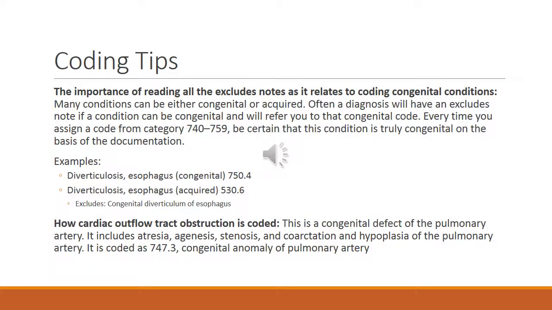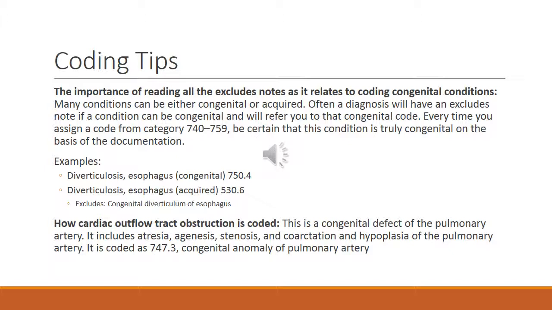Continuing on with the coding tips, note the importance of reading all of the excludes notes as it relates to coding congenital conditions, because many conditions can be either congenital or acquired. Often a diagnosis will have an excludes note if a condition can be congenital and will refer you to that congenital code. Every time you assign a code from categories 740 through 759, be certain that this condition is truly congenital on the basis of the documentation.